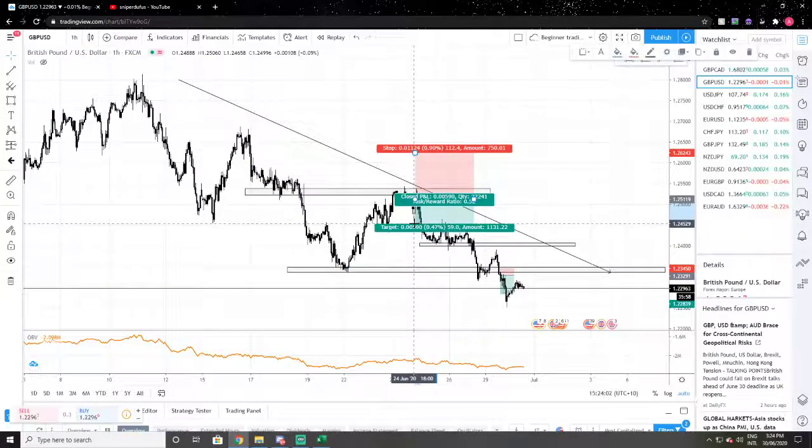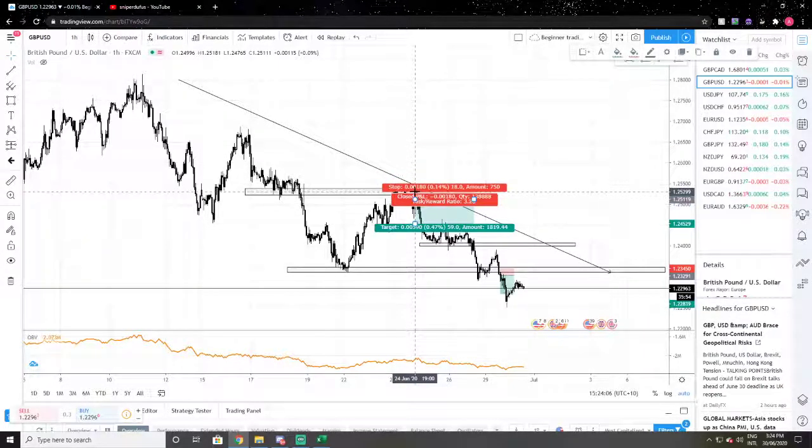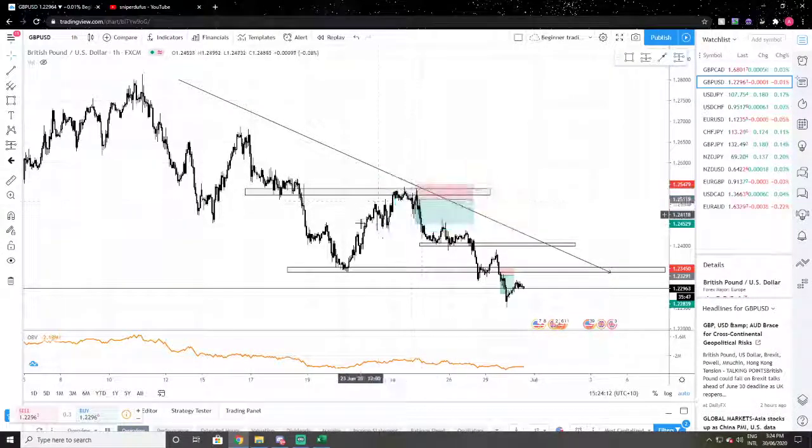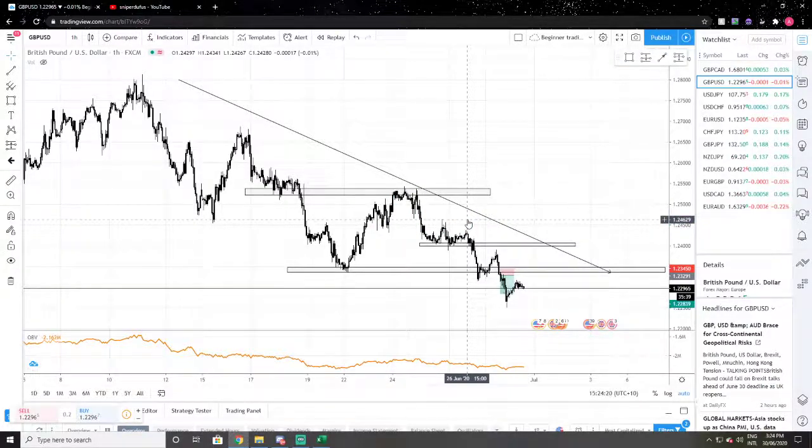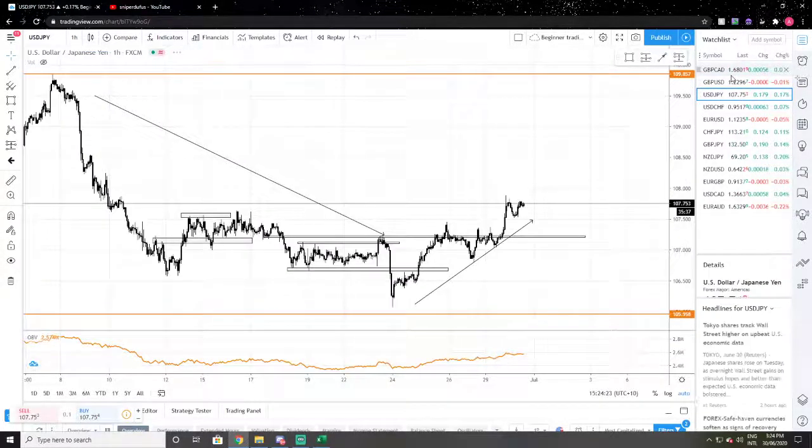So for me, I'd probably go there, and I like to just set a 15 pip stop, or probably something above the previous structure. So that, perfect. 1.64 risk reward ratio. It's a good trade. That's all I do, literally every week.